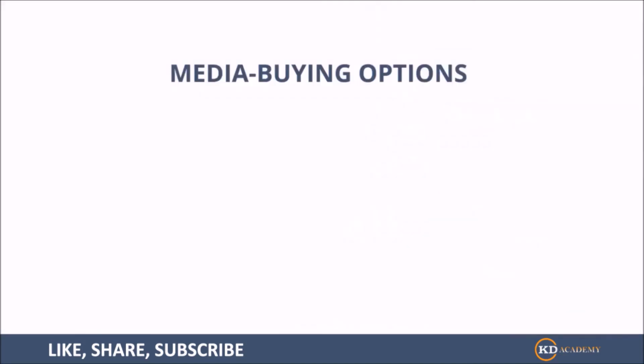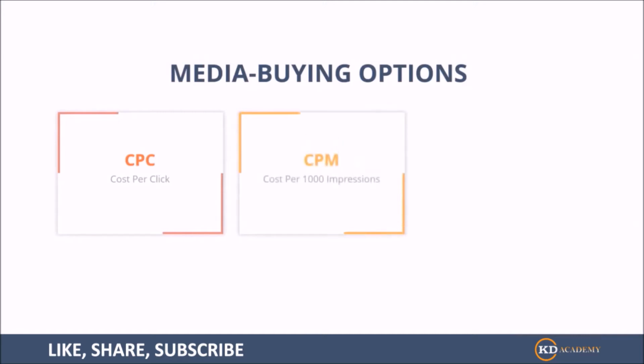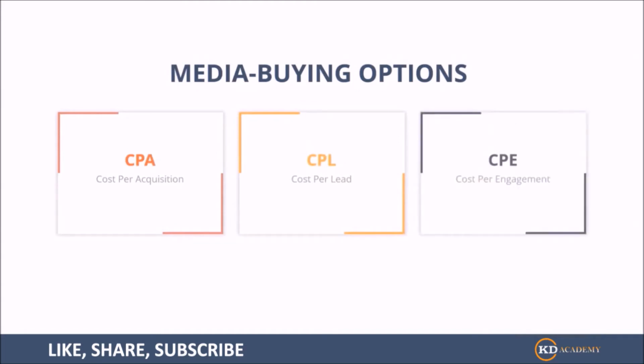Then there are different media buying options that I want to take you through. First up, there is CPC, which means cost per click. Then we have CPM, which is cost per 1,000 impressions. The M comes from mil, which is Latin for 1,000. And then we have CPV, which is cost per view, and that is specifically referring to videos and video ads. Then there is also CPA, which is cost per acquisition, CPL, which is cost per lead, and CPE, which is cost per engagement.